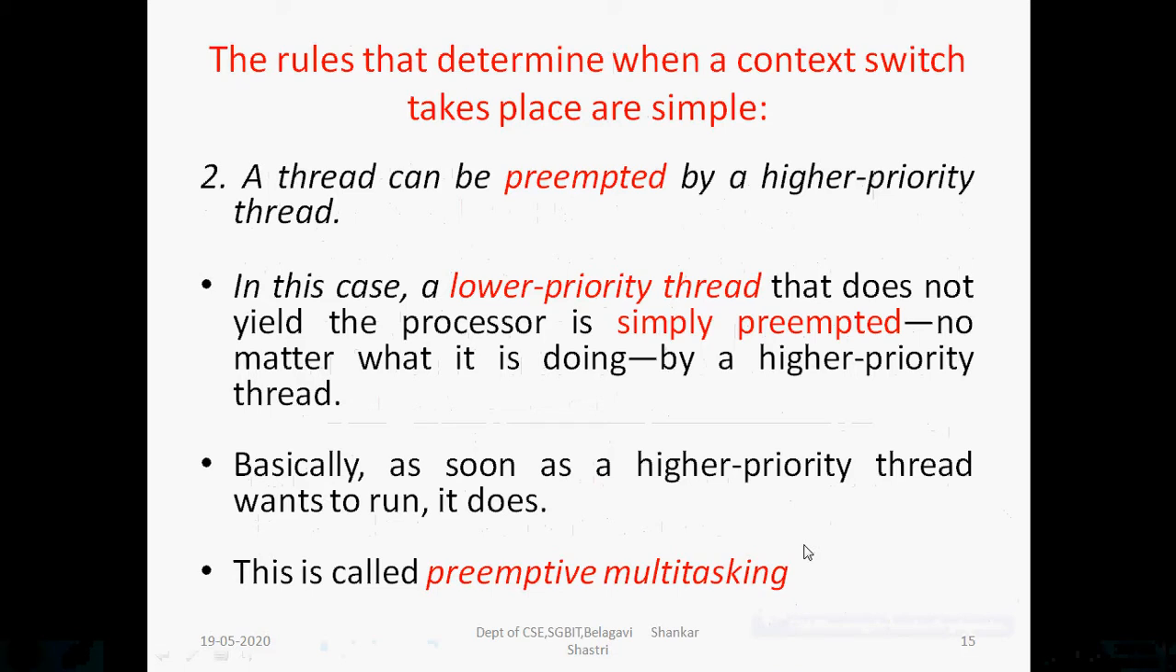So next, a thread can be preempted. Preemption means, in operating system, I think you already studied, automatically releasing its control. A thread can be preempted by a high priority thread. Once a high priority thread comes into the program execution, the lower priority thread doesn't lead the process, it is simply preempted. It allocates the CPU to the high priority thread to run its operations. So this is preemptive multitasking.